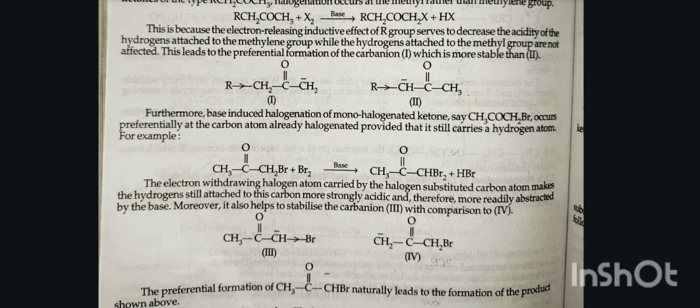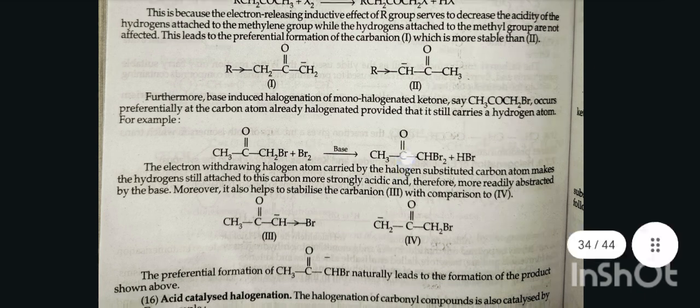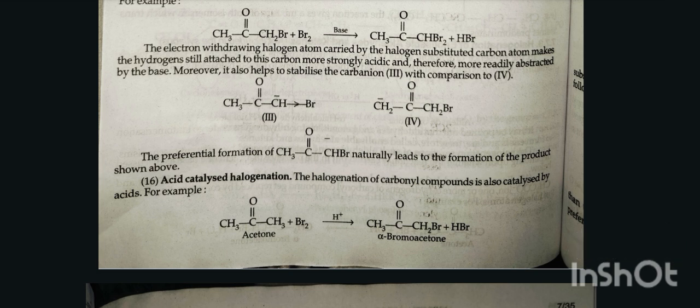Furthermore, the base induced halogenation of monohalogenated ketones occurs preferentially at the carbon atom already halogenated, provided that it still carries a hydrogen atom. For example, the electron withdrawing halogen atom carried by the halogen substituted carbon atom makes the hydrogen still attached to this carbon more strongly acidic and therefore more readily abstracted by the base. Moreover, it also helps to stabilize the carbanion third in comparison to fourth. The preferential formation of CH3C double bond O CHBr naturally leads to the formation of the product as shown above.